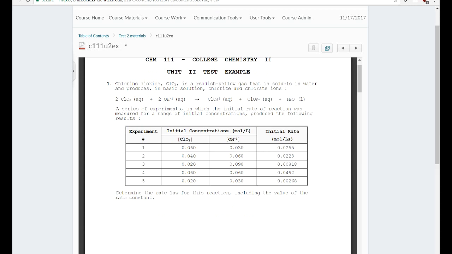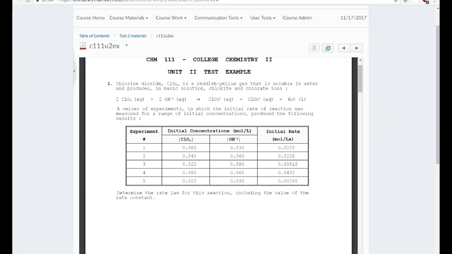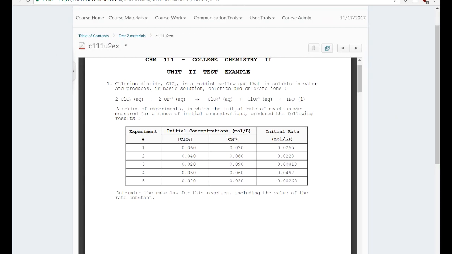But it is possible to find a couple of different runs to work with to try and make this not quite so horrifically awful. So, for example, let's go ahead and do experiment number 5 and experiment number 1. Just look at those two on there. Experiments 5 and 1, the concentration of hydroxide stays the same, but it triples for chlorate.